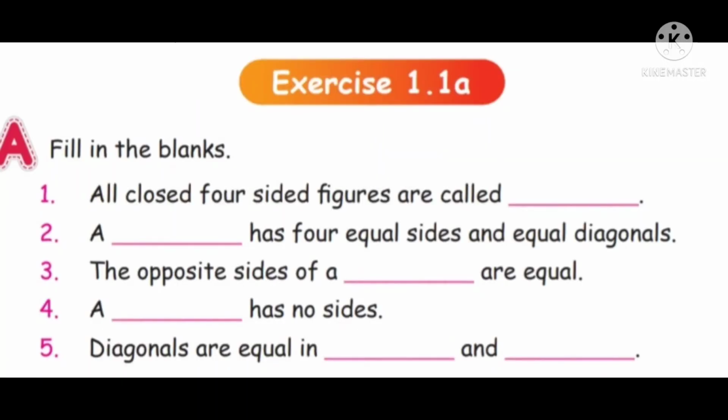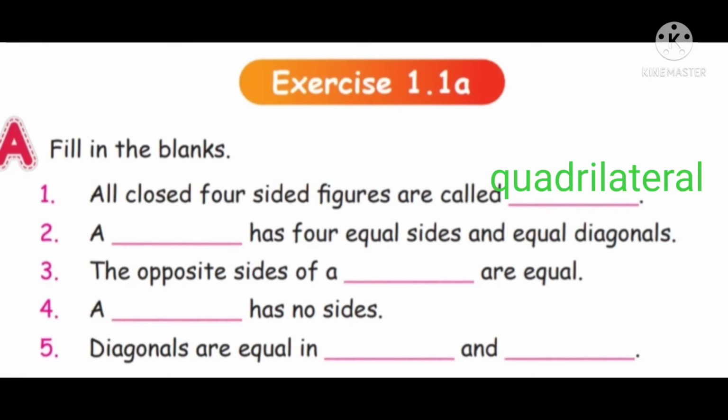Next one is the book exercise. Fill in the blanks. First one, all closed four-sided figures are called what? All closed four-sided figures, what are they? Square, rectangle, parallelogram, rhombus, trapezium. Yes, we say that they are quadrilaterals.